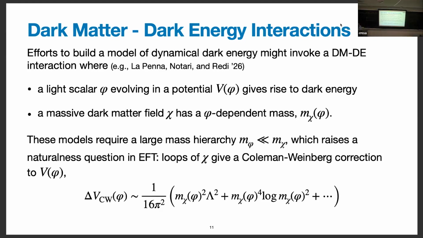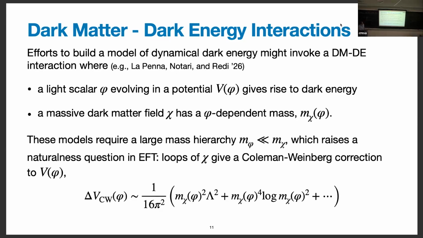But in order to do this, if you want to think of phi as dark energy, it needs to be very light, so around Hubble today or lighter. And chi needs to be heavy because we want to think of it as dark matter. We want it to be oscillating in its potential. If it's a scalar or if it's a fermion, it needs to be massive enough to let galaxies form without Pauli degeneracy pressure ruining things.